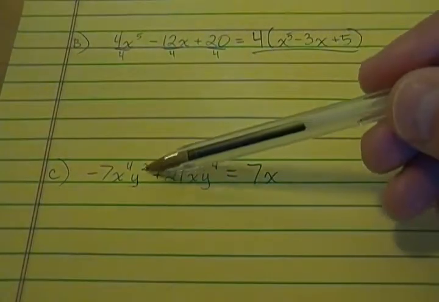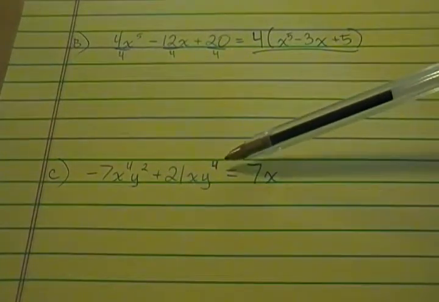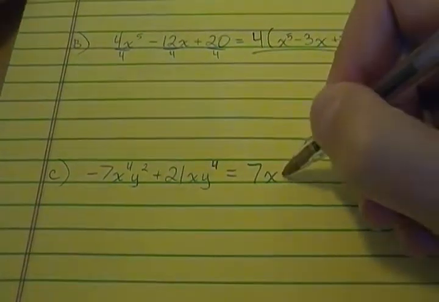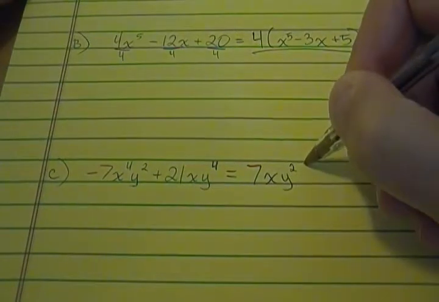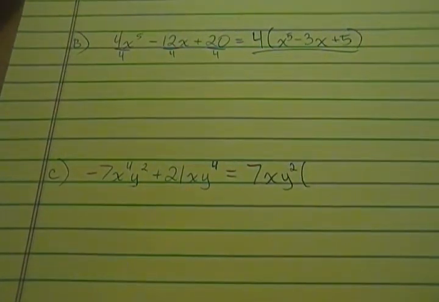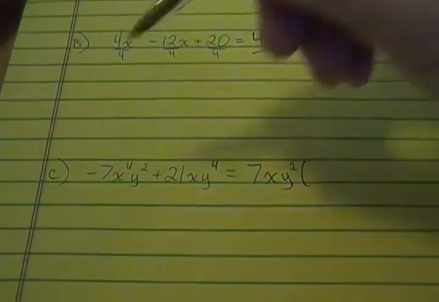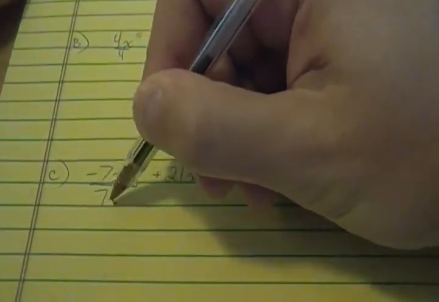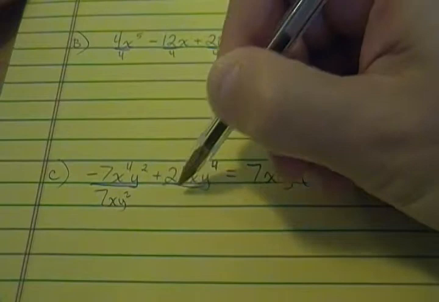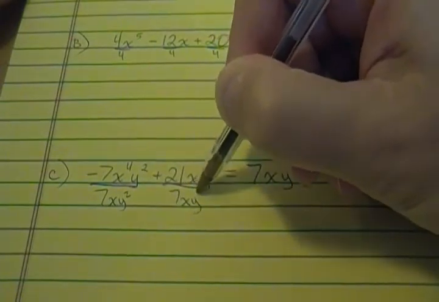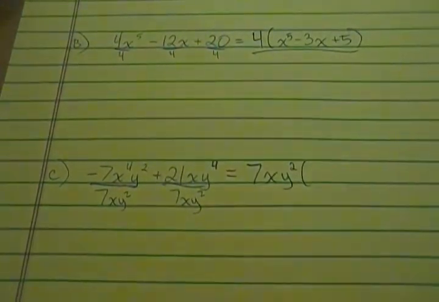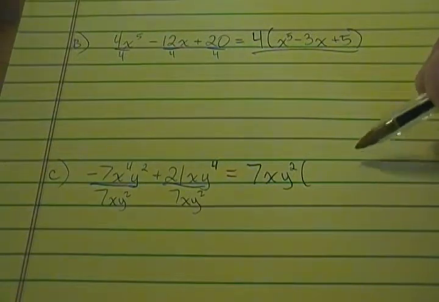Then I have the y's. I have a y squared in the first term. I have a y to the 4th in the second term. The smallest one is the y squared, so that's the one that's going to be part of my common factor. Right, so my common factor here is going to be 7x to the 4th y squared. And if I approach this like those other ones, if I think about dividing my two original terms by that common factor, 7x to the 4th y squared, we can see what we end up with inside our parentheses.